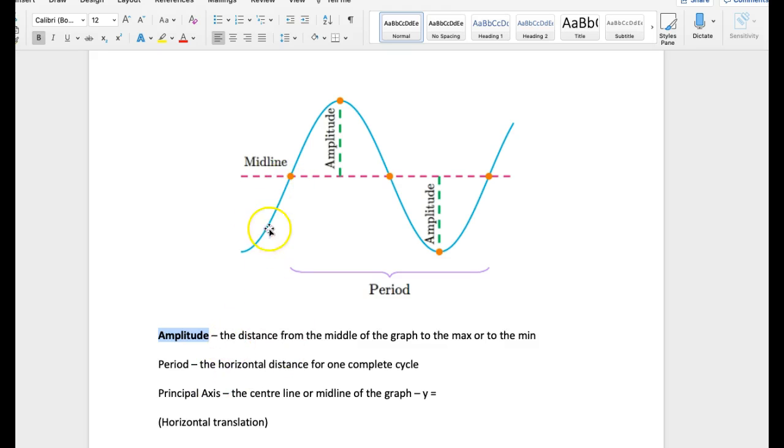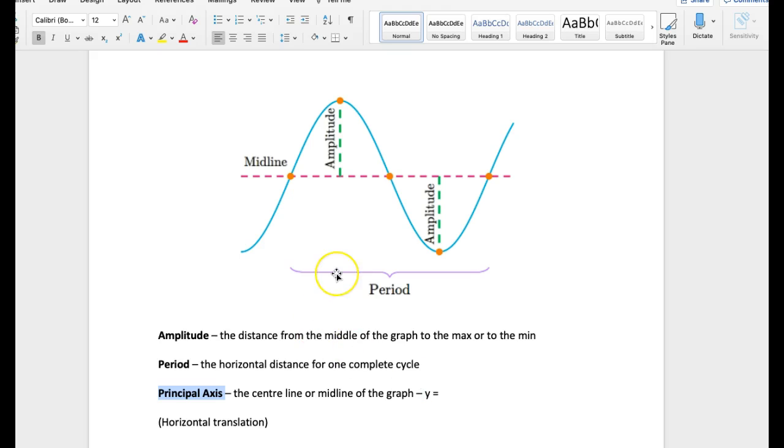Then we have the principal axis. So we talked about the amplitude and the period. Now we have the principal axis, and the principal axis is the center line of the graph. Often we see these graphs and they're sitting on the x-axis, so they're sitting symmetrically around the x-axis, but they don't have to be. That center of the graph could be higher. It could be at 2, and then the graph would just be positioned symmetrically around y equals 2. So the principal axis is this center line or midline of the graph, and it's often given by y equals something.